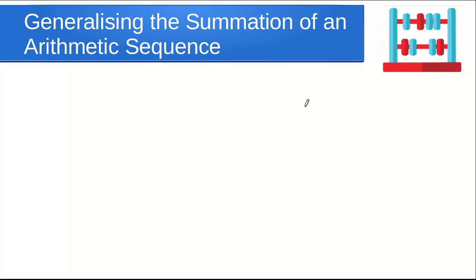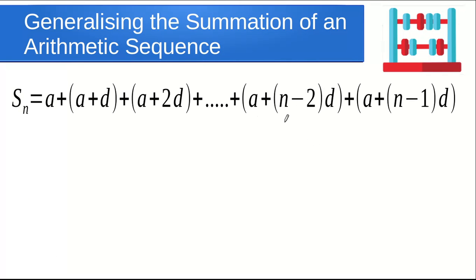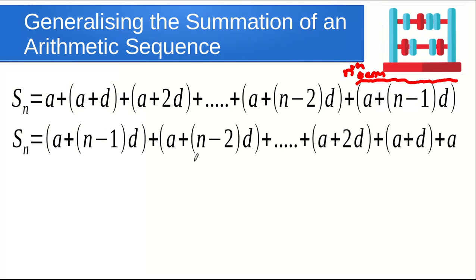Let's try and generalise that result using our a plus d, a plus 2d, all the way up to a plus n minus 1 d. And I hope you remember that this last term is the nth term. So this is for the sum of n terms. Well, we're going to use exactly the same trick. We're going to write the formula down backwards. So we've got a plus n minus 1 d first, then a plus n minus 2 d, all the way up to a plus 2d, a plus d, and just a on its own.